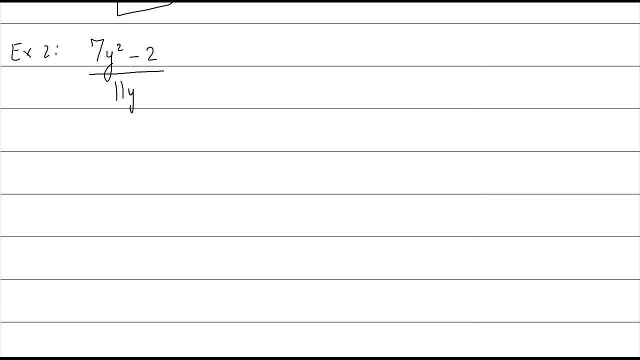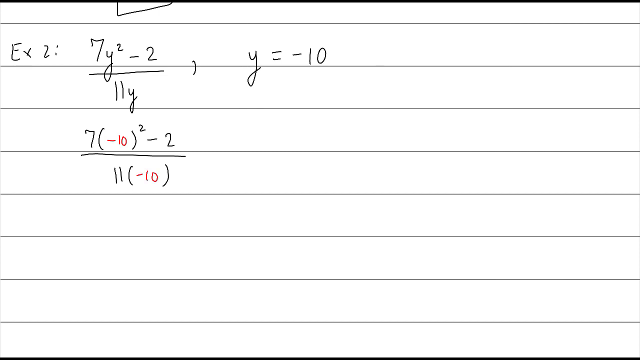Well, let's do another example. All right, that was easy enough. Let's see if they're all easy. So 7y squared minus 2 over 11y, and I want to evaluate that rational expression for when y is equal to negative 10. In other words, what does this thing equal when y is negative 10? Let's plug it in: 7y squared minus 2 over 11 times y, where y is negative 10.